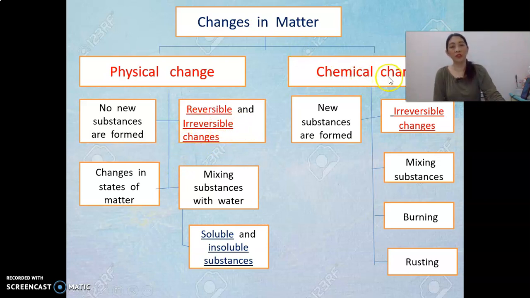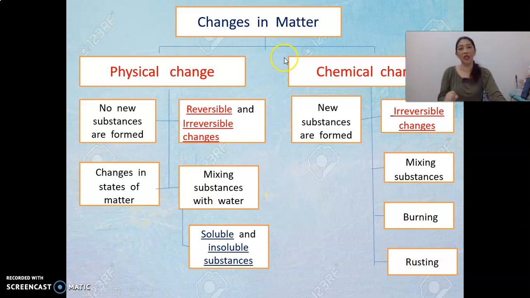For chemical change, new substances are always formed. Chemical change is only one kind, irreversible changes only. Chemical change is when new substances are formed. Irreversible changes include mixing substances, burning, and rusting.